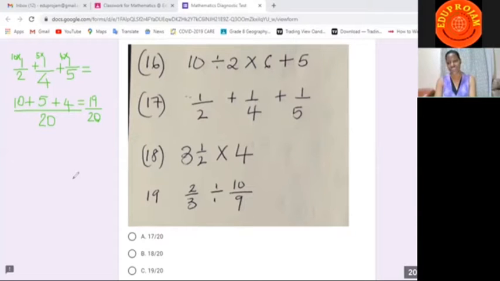Yes, miss. Good. Let's move on to number 18. So we are getting there. We have 3.5 multiplied by 4. I'm going to give you the long way to work it out, and then I'll give you a short way.